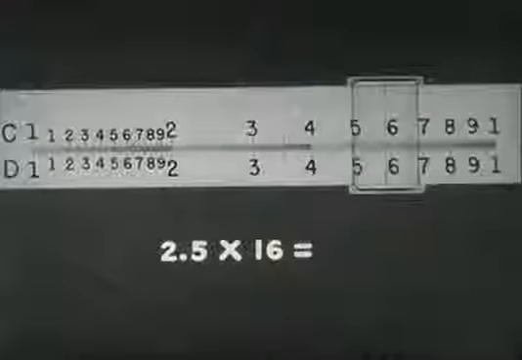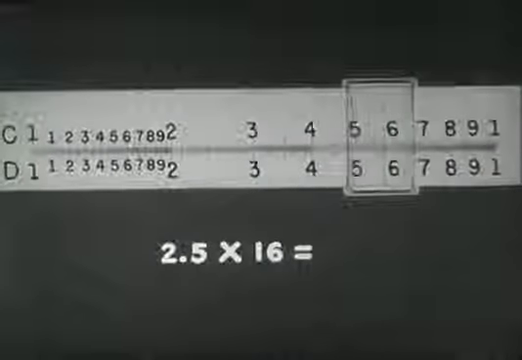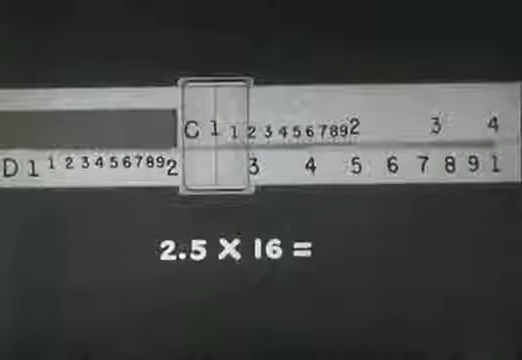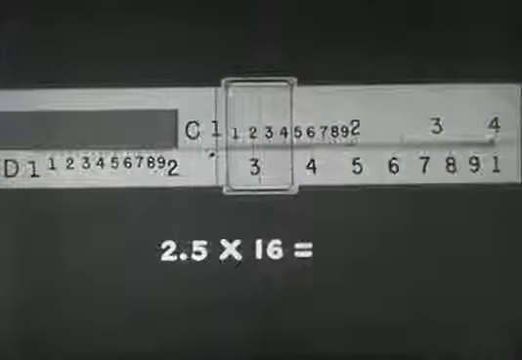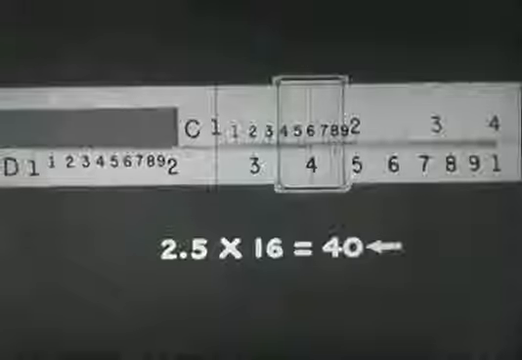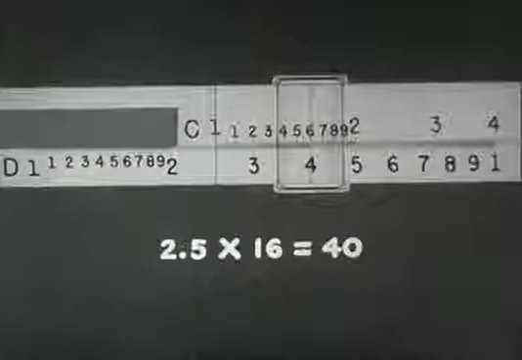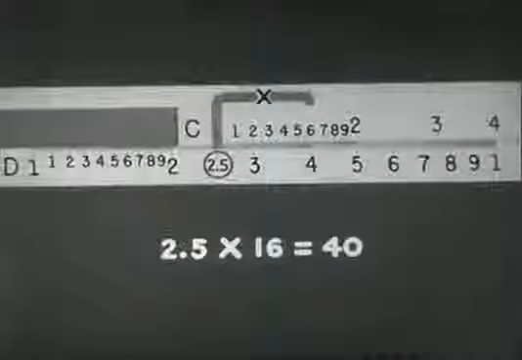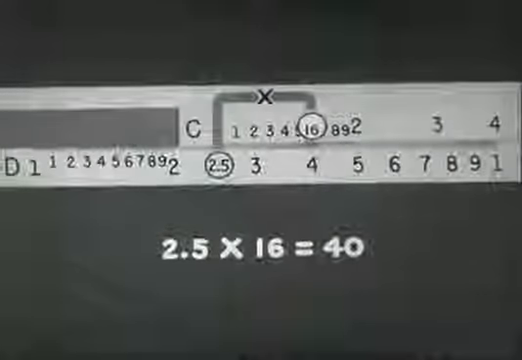To multiply 2.5 by 16, for example, first find 2.5 on D, and to it slide the index of C. Move the hairline to 16 on C, and read the answer 40 under the hairline on D. The ciphers and decimals required by the problem are, of course, placed mentally. The procedure may be diagrammed like this. 2.5 times 16 equals 40.